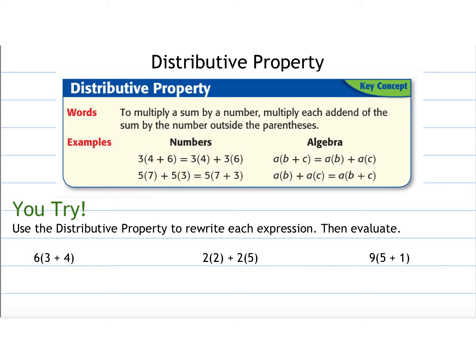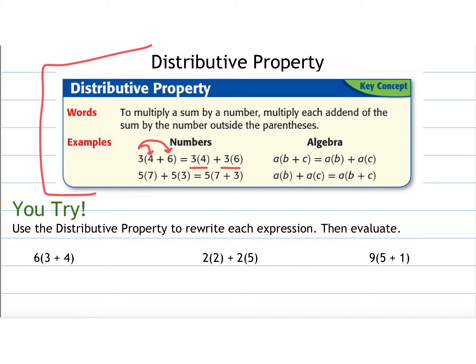Our first property that we have here is our distributive property. So make sure you have this copied down, distributive property, along with the words. This is when we multiply a sum by a number. In order to multiply a sum by a number, we're going to multiply each addend of the sum by the number outside the parentheses. So what does that mean? Well, if we have this example, 3(4 + 6), what we do is we take the 3 and we distribute it, or multiply it, by each number inside the parentheses. So we do 3 times 4, and then we do 3 times 6. And then we can use that to solve it.